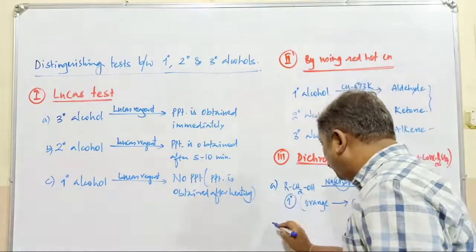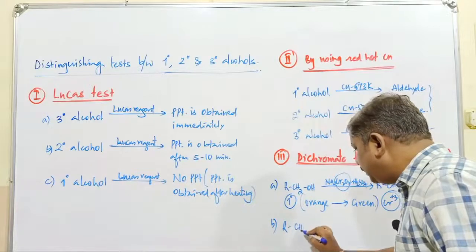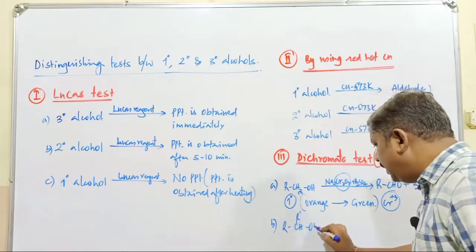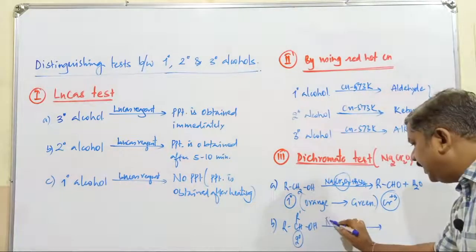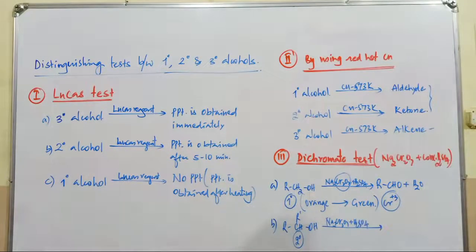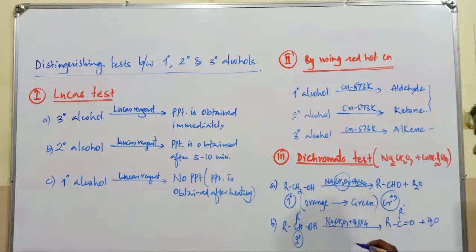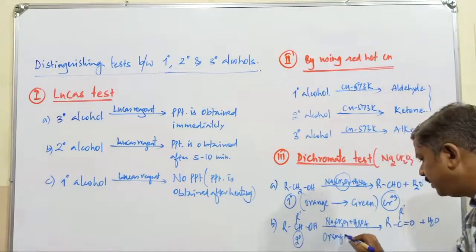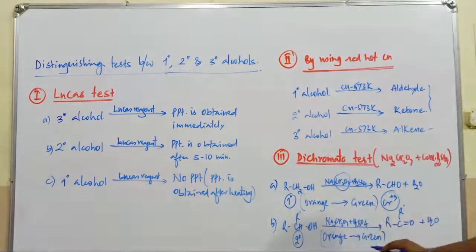It is a primary alcohol. Suppose we go with a secondary alcohol, RCH(R')OH. It is a secondary alcohol. Further, this is also treated with the same sodium dichromate, Na2Cr2O7 plus H2SO4. Same reason. What compound is possible in the case of a secondary alcohol? Secondary alcohols are oxidized into what compound? Ketone plus H2O. Here also the orange compound converts into green compound.